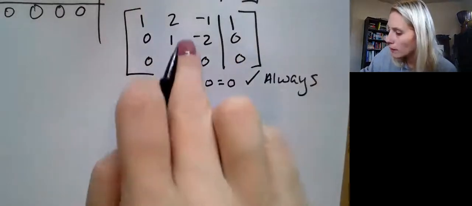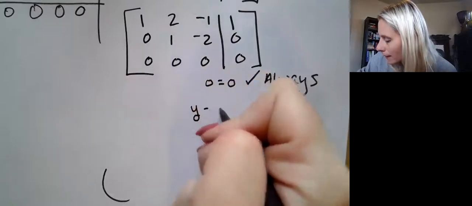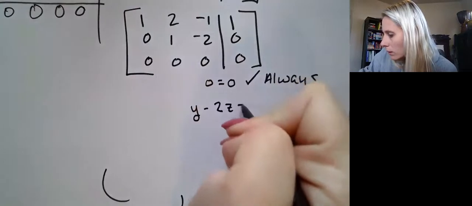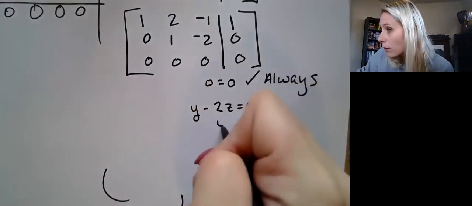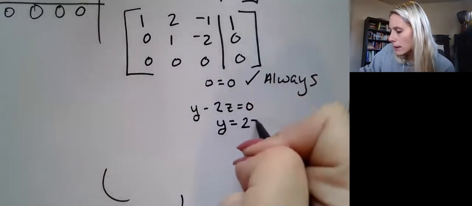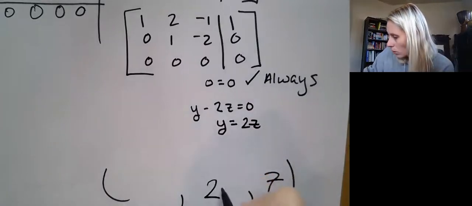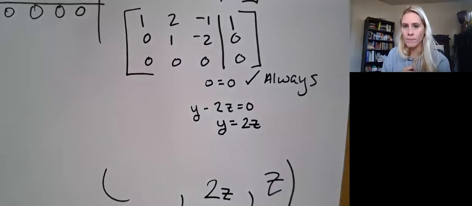So if you look at the y's, let's look at the y first. We get y minus 2z equals 0. So now we're going to solve for y. To solve for y and get it y by itself, we go y equals 2z. So that is what we put for the y coordinate. We're going to have it in terms of z's.